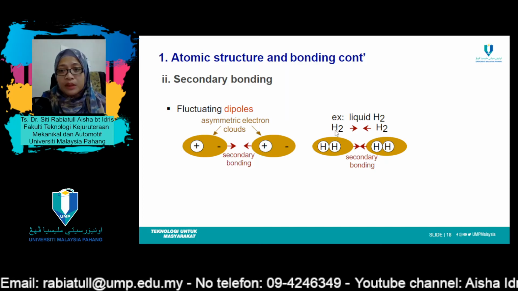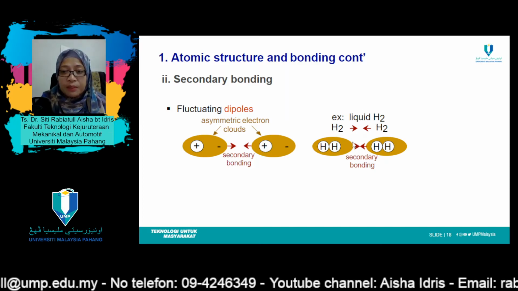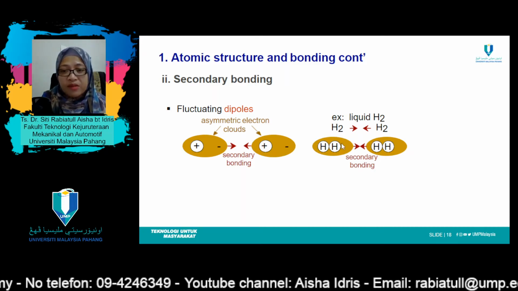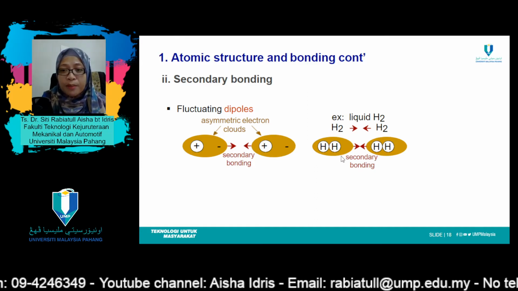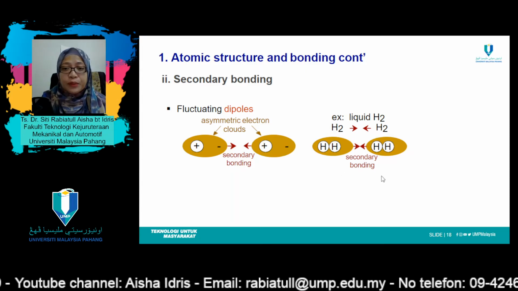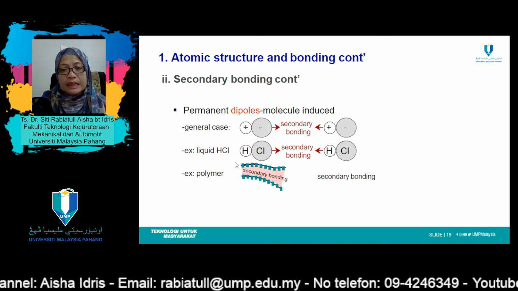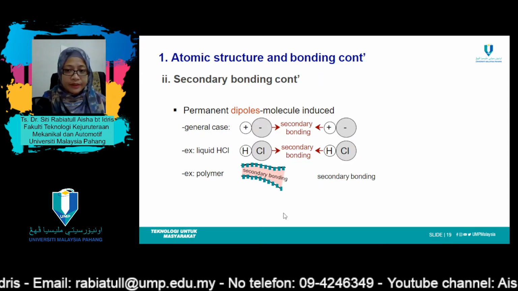For example, hydrogen over here. So this part is actually coming from primary bonding. Then from primary, they attract each other, forming a secondary bonding. And another example is hydrochloric acid, a liquid, as well as in polymers.